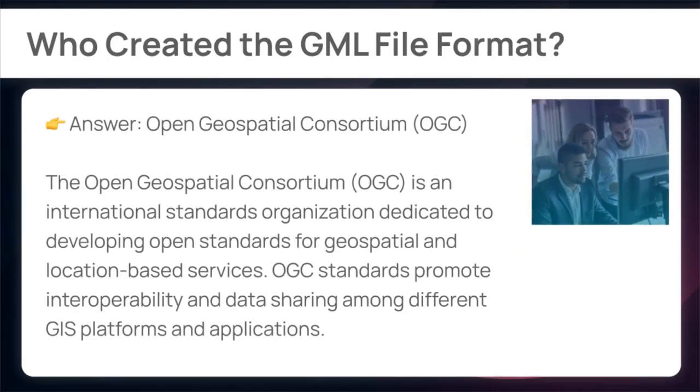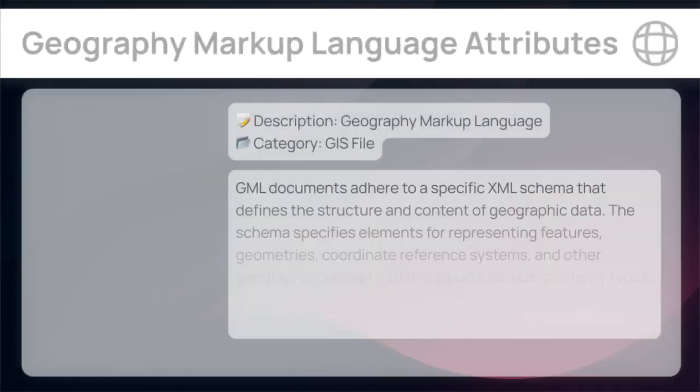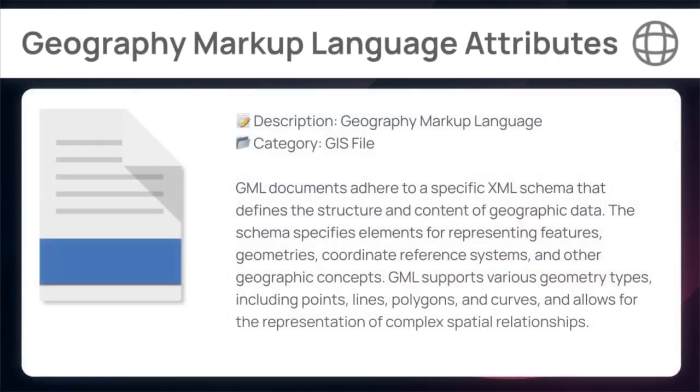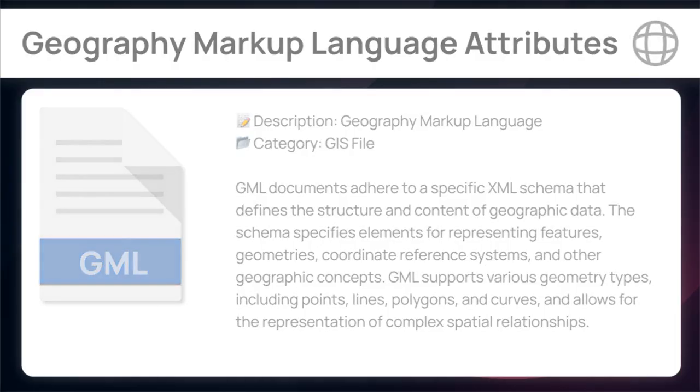GML is widely used in geographic information systems, GIS, and web mapping applications for data exchange and interoperability. GML documents adhere to a specific XML schema that defines the structure and content of geographic data. The schema specifies elements for representing features, geometries, coordinate reference systems, and other geographic concepts. GML supports various geometry types, including points, lines, polygons, and curves, and allows for the representation of complex spatial relationships.